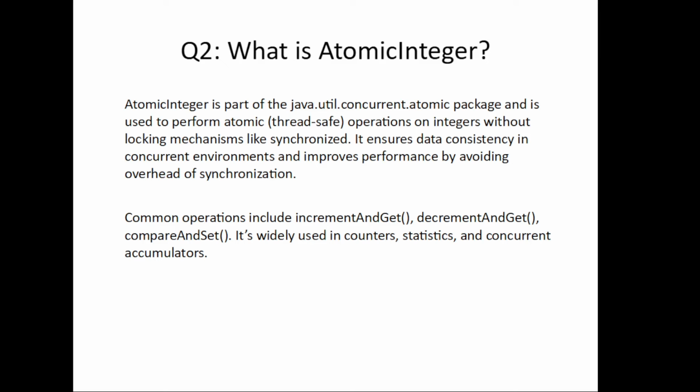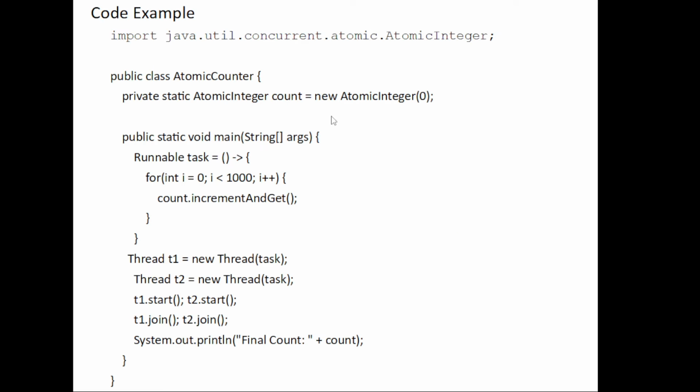It comes from the java.util.concurrent.atomic package and internally uses compare and swap operations to ensure atomicity. Let's see how it works with a simple example. Here we declare a shared counter using AtomicInteger initialized with 0. Then we define a runnable task that increments the count 1000 times using the incrementAndGet method.